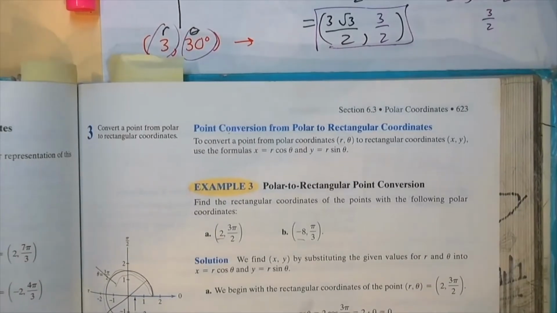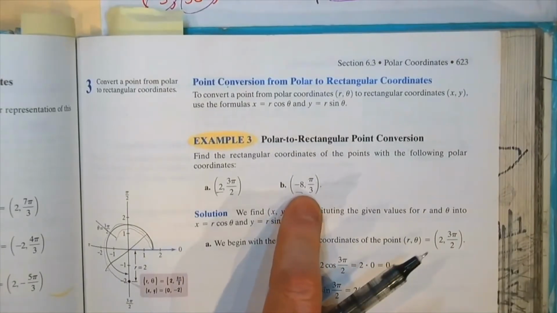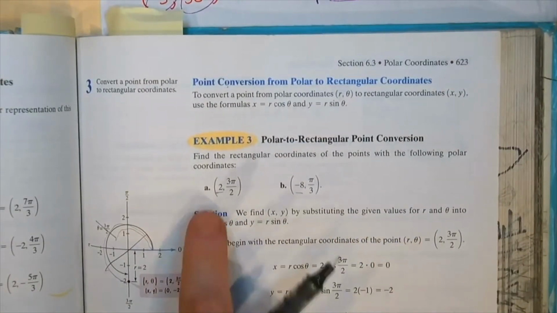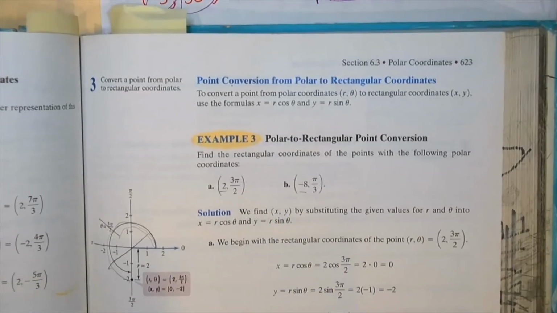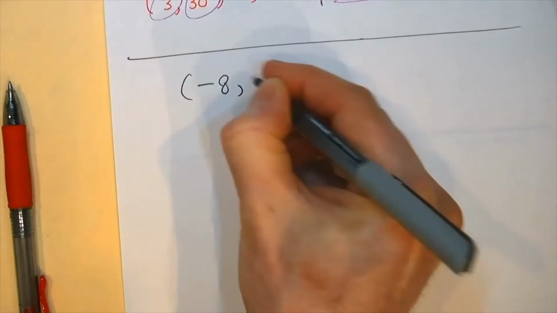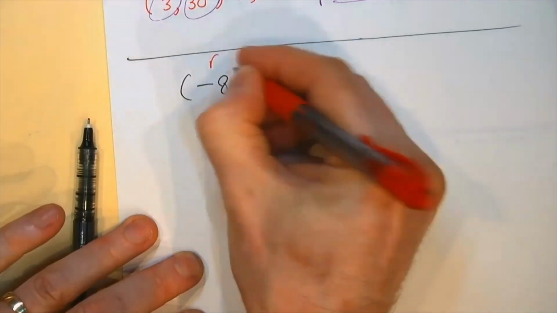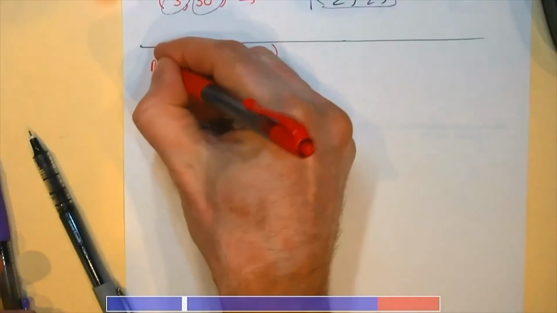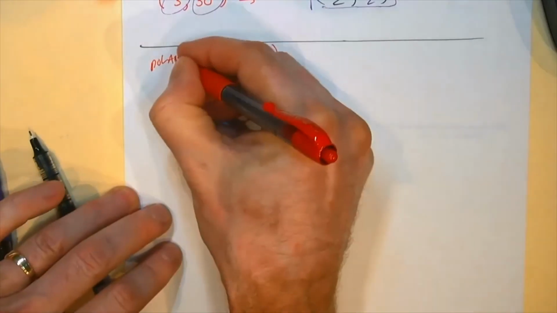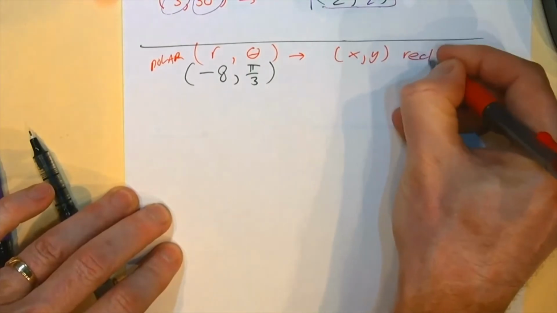Okay, so let's just see, here's a book example in the book. They have this one and this one, and they say, okay, can you change them from polar to rectangular? And why don't we try this one, -8, pi over 3. Okay, so we have -8, pi over 3. Remember, this is r, this is theta. And so they would say, could you change this polar guy to xy, which is rectangular?